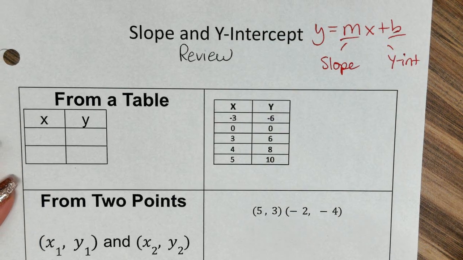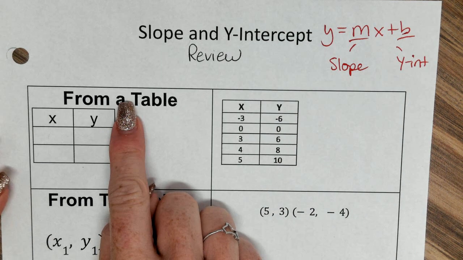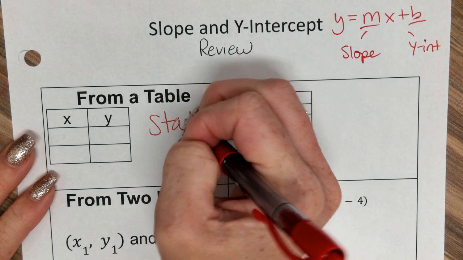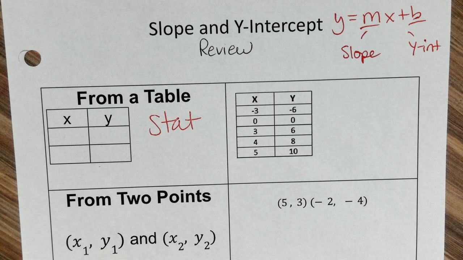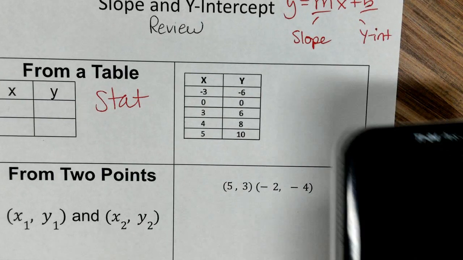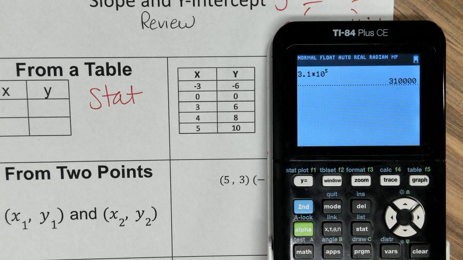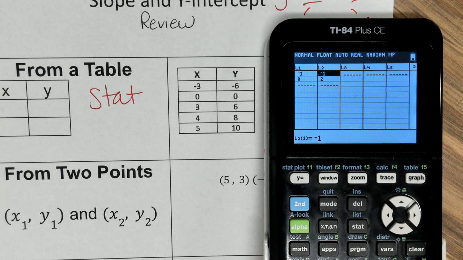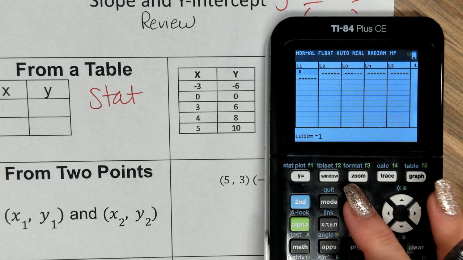Okay? When you're finding slope and y-intercept from a table, you're just going to use stat. Stat will find both of the answers for you. Pretty much today you're going to be doing a lot of stat. Everybody go to stat in your calculator. Edit. If there is anything there, go ahead and delete it.